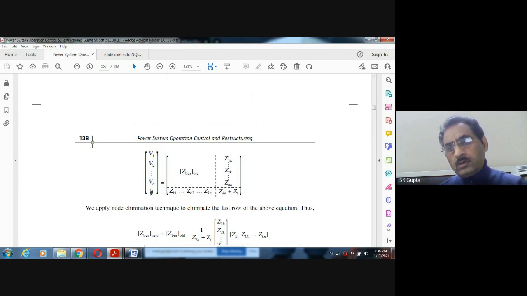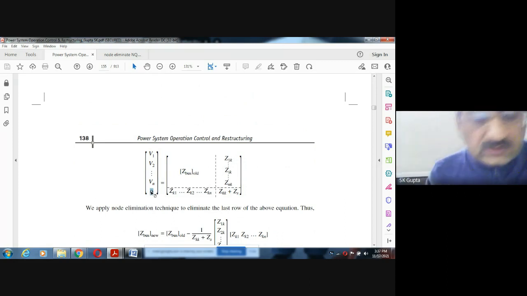And we told that since no new bus has been added, the size of the matrix should not increase. But here you see the size has been increased. But we have the facility to reduce this size using this additional equation, because we know the value of this voltage. Since we know the value of this voltage is 0, we can reduce the size. We can apply the node reduction technique to reduce the size of this matrix, and we will explain what the node reduction technique is.